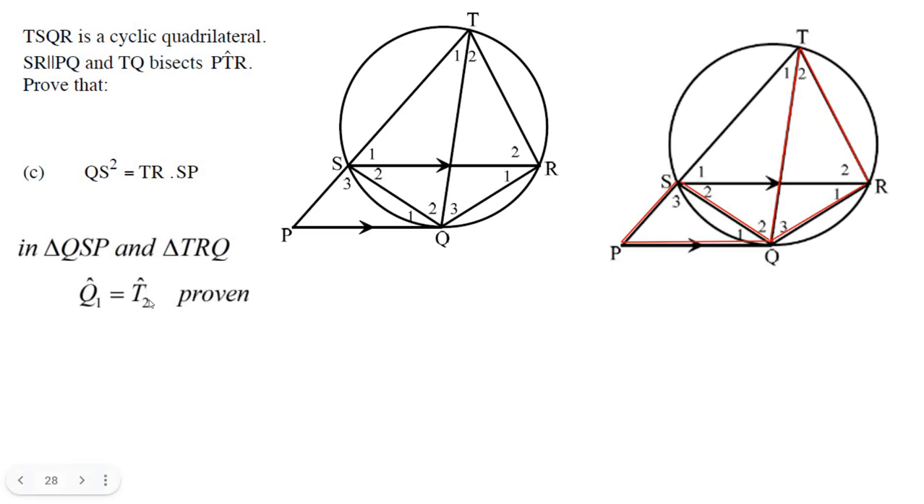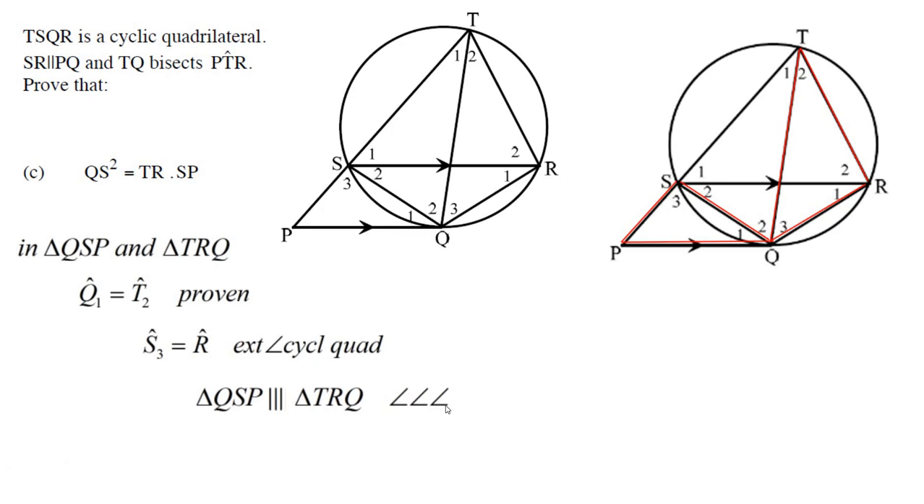So let's just try. We know that Q1 equals T2 because we proved it before. We've already made those connections. It equals T1, which equals T2. Okay, now S3 is equal to R. S3, this whole big angle here, has to equal this angle here. Well, that's the exterior angle of the cyclic quad. Well, then we know that those triangles are similar, QSP and TRQ. And we know that the S angle matches up with the R angle, and we know that the Q matches up with the T. So that's why we get the letters in the right way.